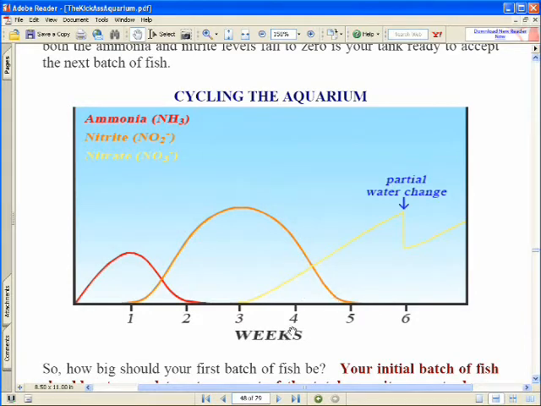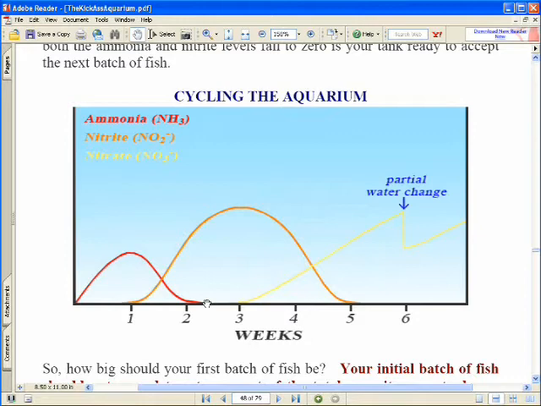This whole process takes usually between 4 and 6 weeks. Now, you should keep in mind that although the ammonia and nitrite levels are at 0 here and here, that does not mean that these two substances are not being produced. In fact, they are being produced. It's just that they're being consumed just as fast as they're being produced.